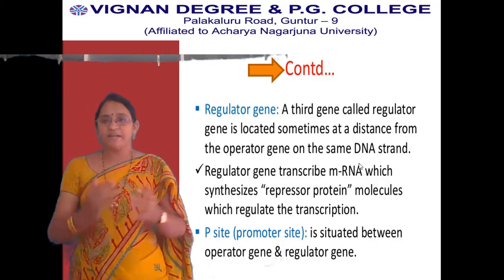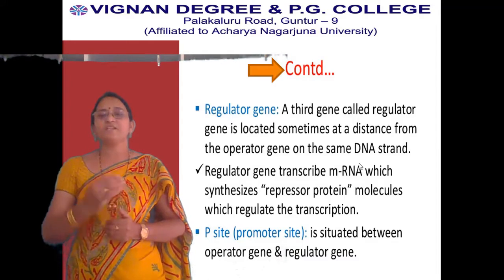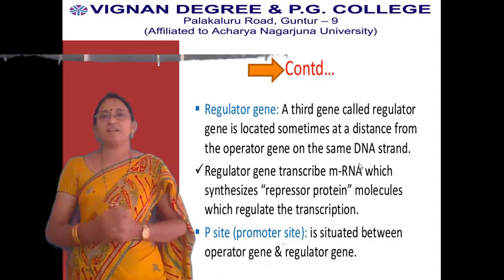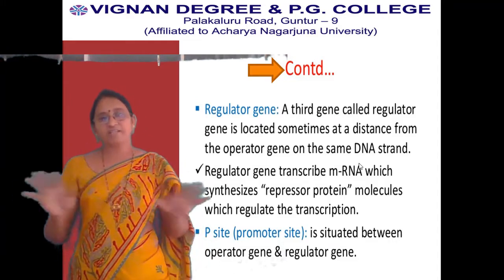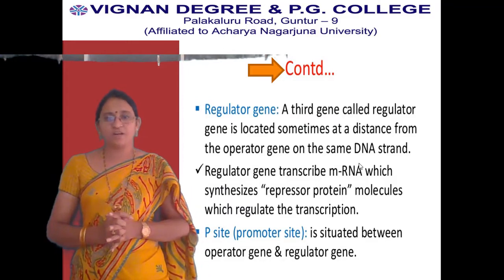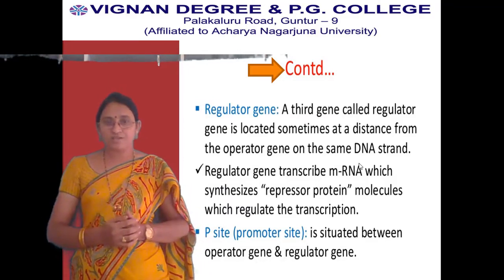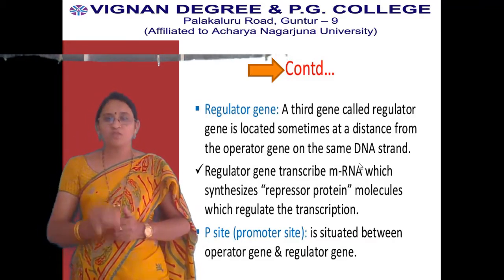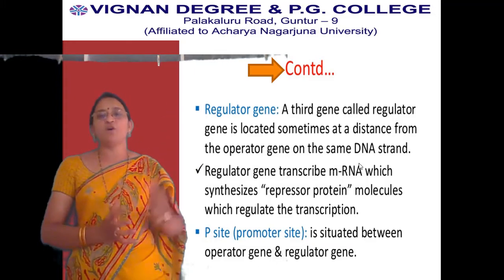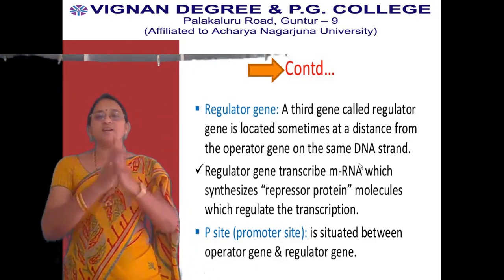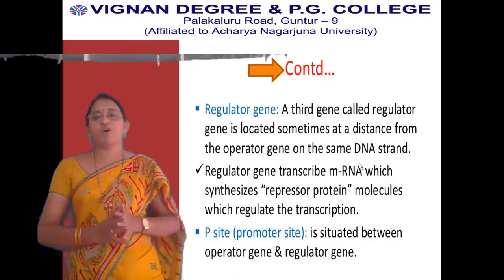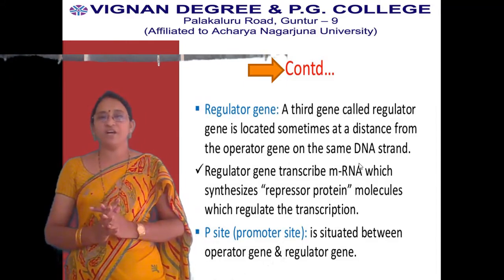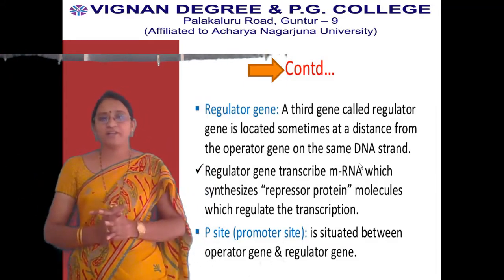The regulator gene transcribes mRNA which synthesizes the repressor protein. So what is the function of the regulator gene? It is expressed and synthesizes a repressor protein which regulates the transcription of the subsequent region of the operon. That means to express or to repress the structural genes, regulatory proteins play an important role. That gene is found at a distance from the promoter region. So what is the promoter region? The P region, the promoter region, is found between the operator region and the regulator region.